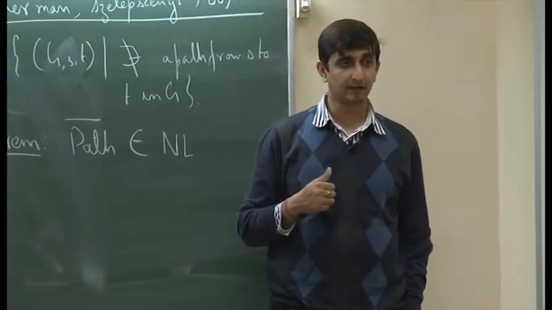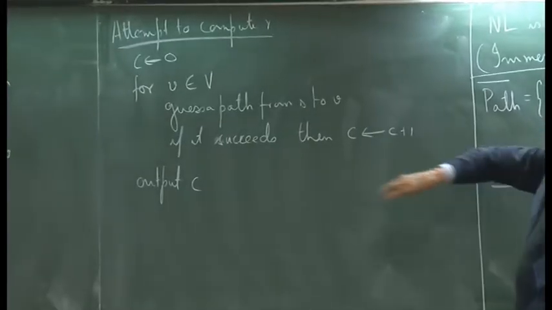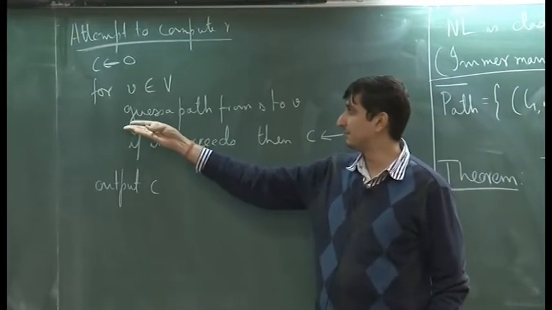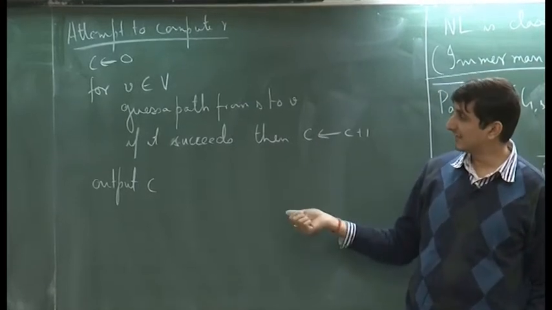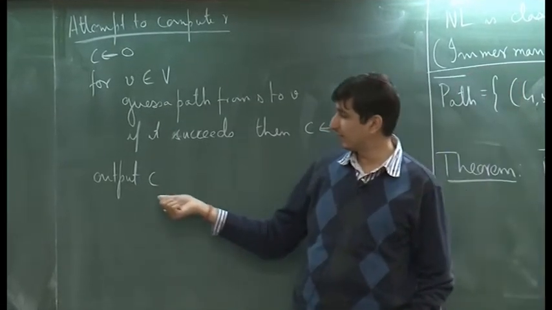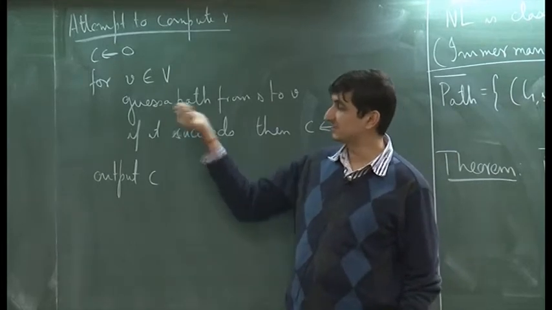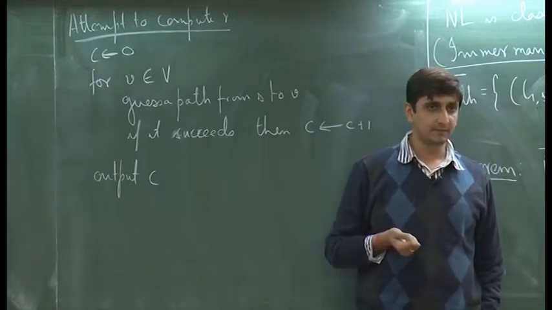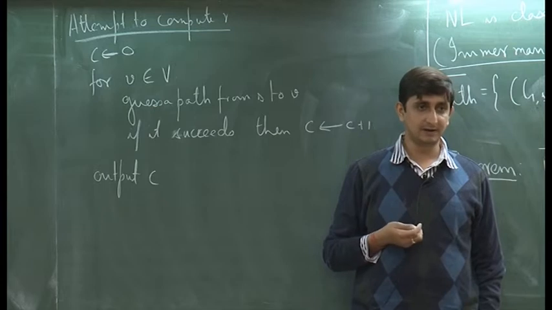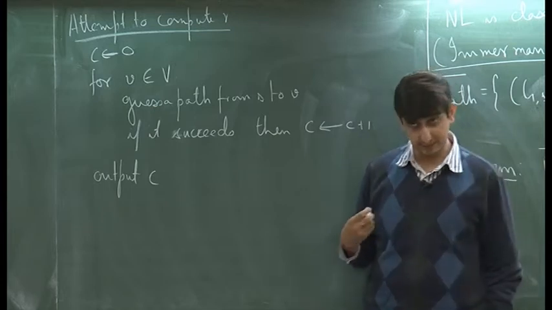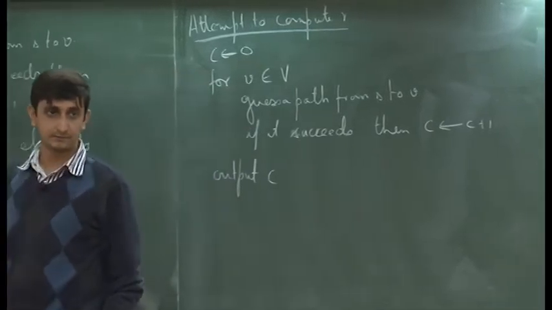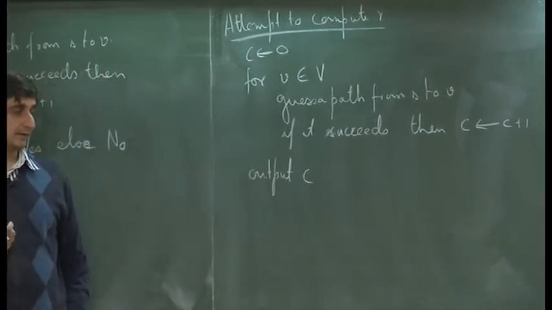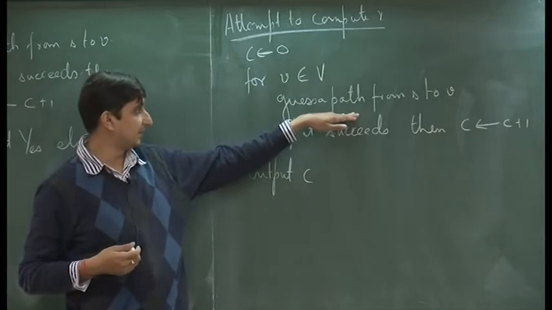So, is this correct? This is a non-deterministic algorithm, right, because I am doing some guesswork. The first question is, does it actually give the correct value of R along some computation path? It does, right. Does it give an incorrect value along some computation path? It can, right. In particular here.